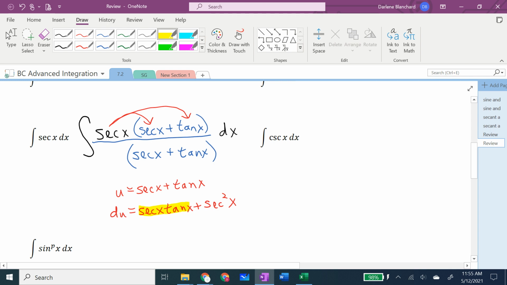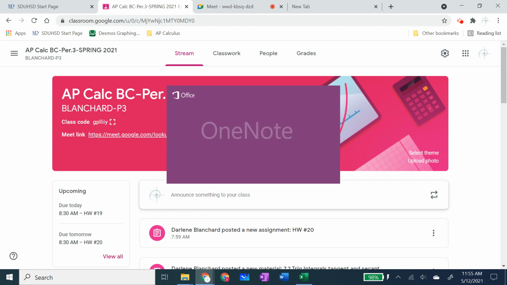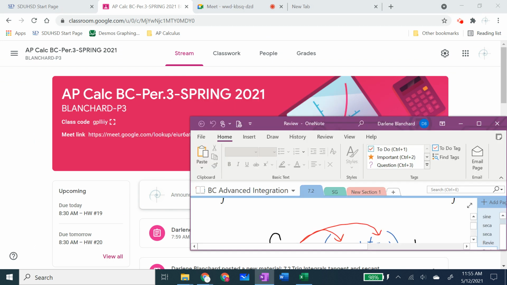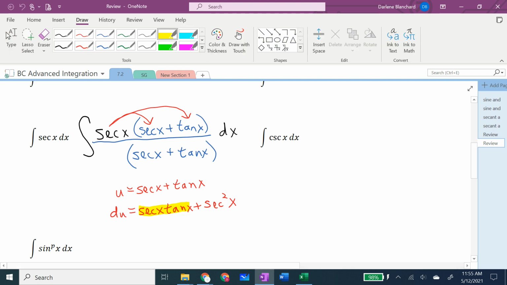Secant x times tangent x would be when I distribute my secant over to this tangent. Secant squared x would be when I distribute my secant x over to this secant. So all of this times dx is replaced with du, and this is u.